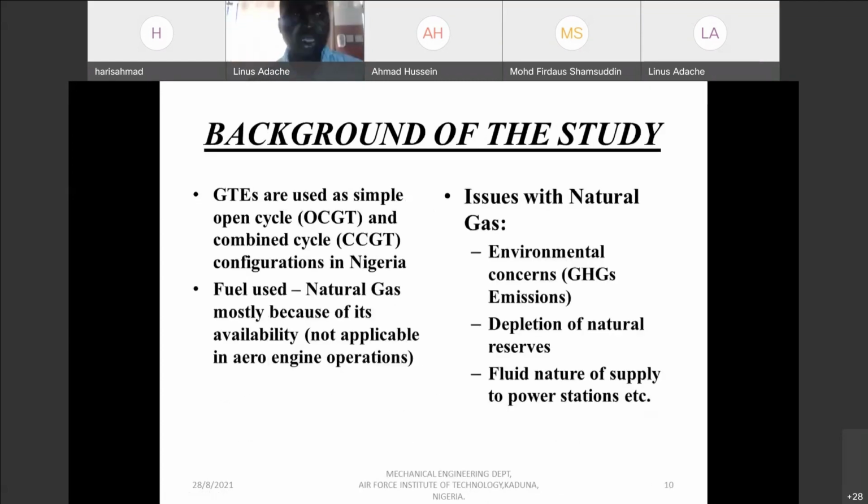Background of study. Gas turbines are used as simple open cycle and combined cycle configurations in Nigeria. The fuel used is mostly natural gas because of its availability, though it is not applicable in aero engine operation. Issues with natural gas: environmental concern, emission, depletion of natural reserves, and unreliable nature of supply to power stations.